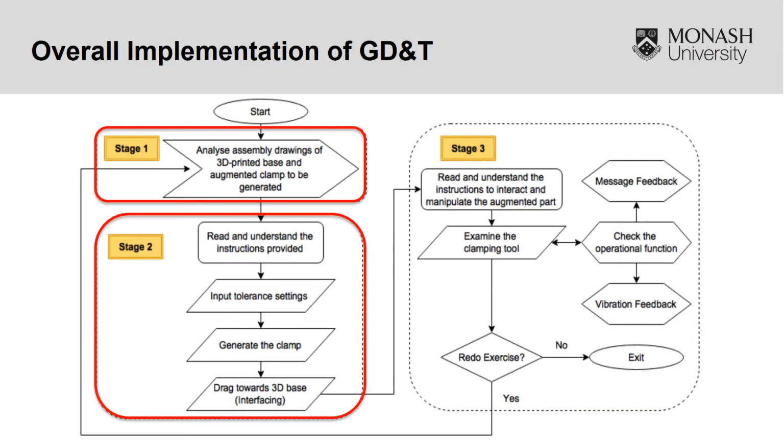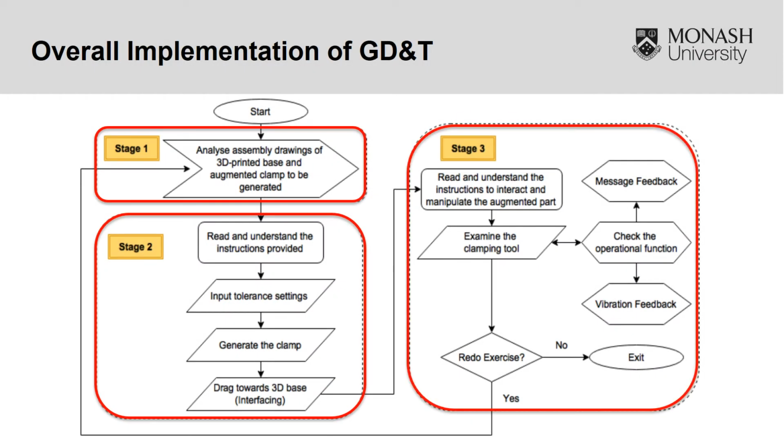On the subsequent stage of stage 3, the students are required to read and understand the instructions on how to interact and manipulate the augmented clamp. Students are then required to examine the clamping tool through observation with the help of the UI functions to check whether the end operational function of the assembly has been met.